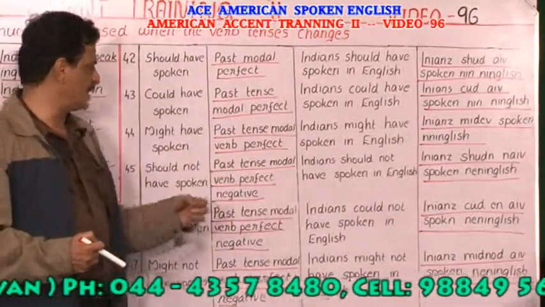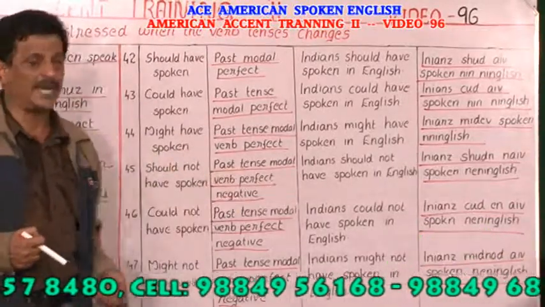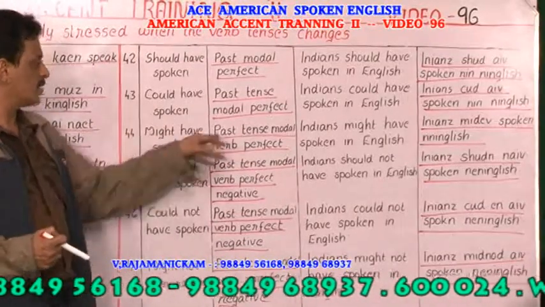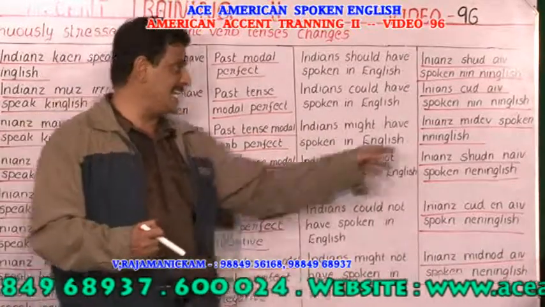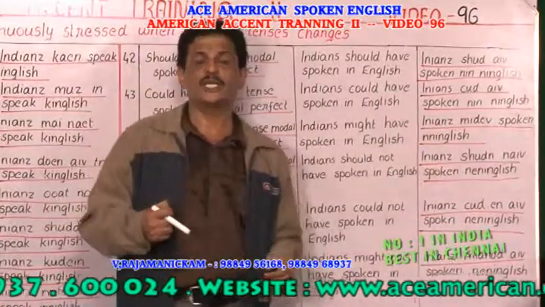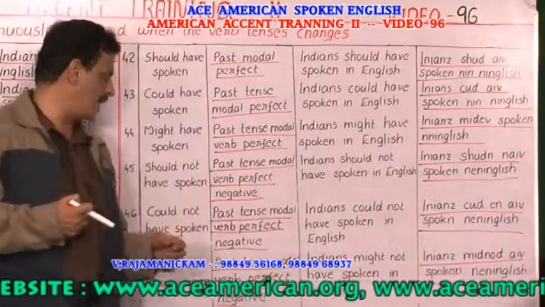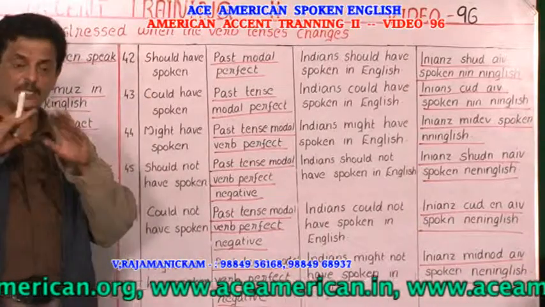might have spoken, பேசி இருந்திருக்கலாம். I might have studied MBBS, படித்திருக்கலாம். So past tense, modal, verb perfect. Indians might have spoken in English. இந்தியர்கள் ஆங்கிலத்தில் பேசி இருந்திருக்கலாம். shouldn't have spoken, பேசி இருந்திருக்க கூடாது.